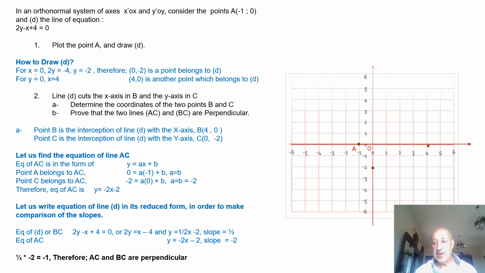So this point is (4, 0), and this point is (0, minus 2). Join them together, it gives us the line D.